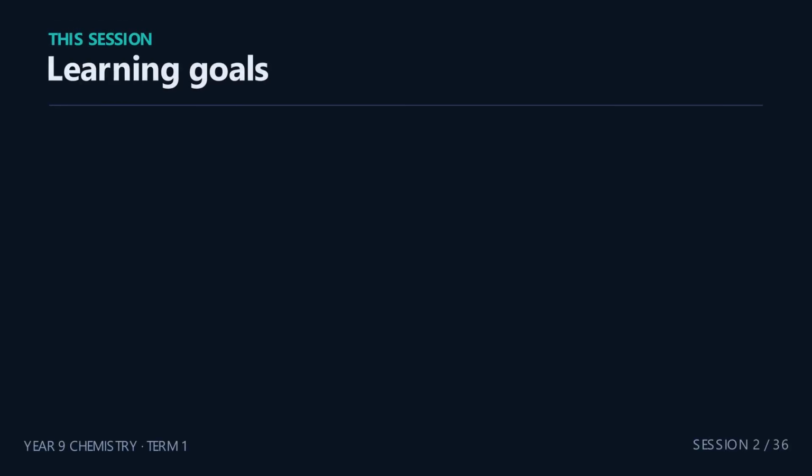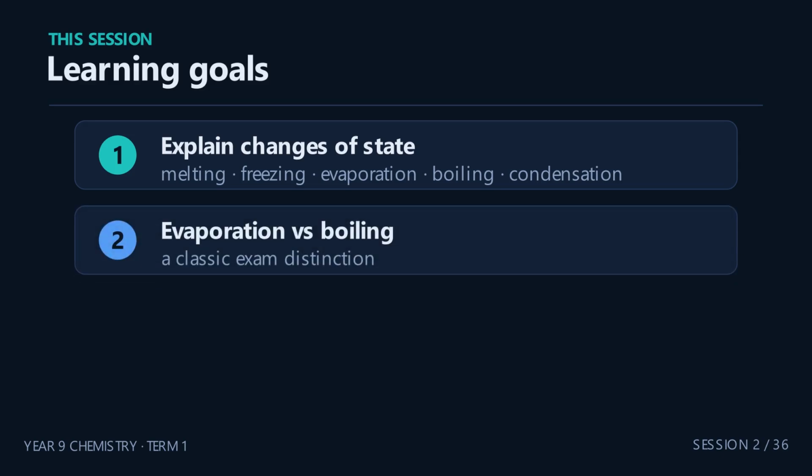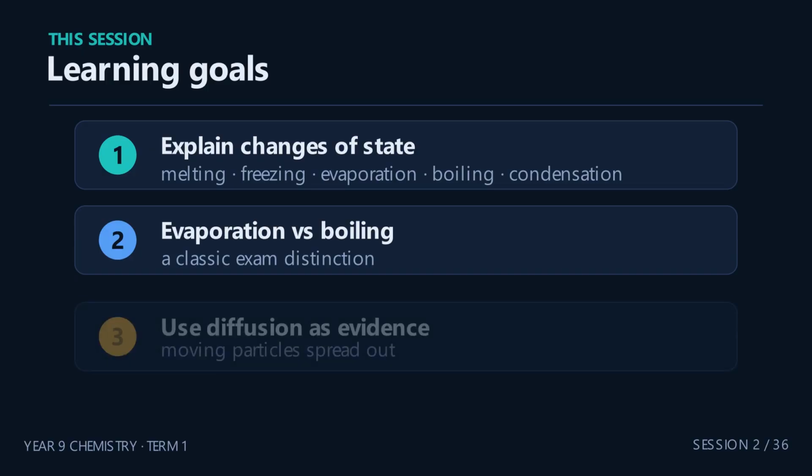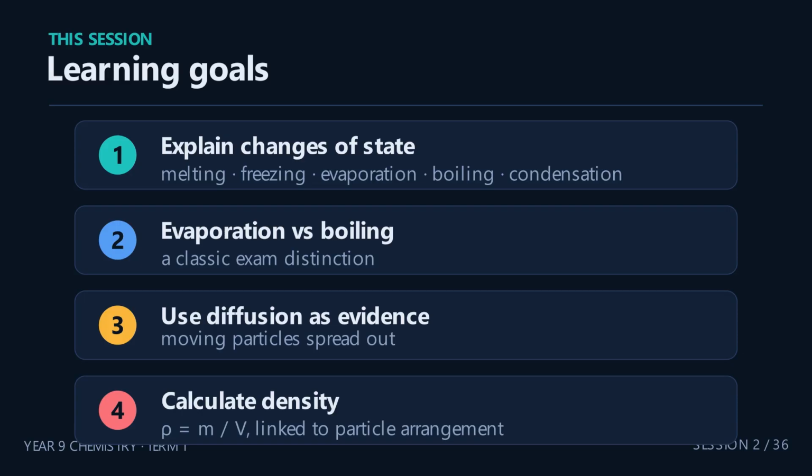First, explain melting, freezing, evaporation, boiling, and condensation using particles. Second, distinguish evaporation from boiling. That is a classic exam question. Third, use diffusion as evidence that particles really do move. And fourth, calculate density with the formula ρ = m/v and connect it to particle arrangement.